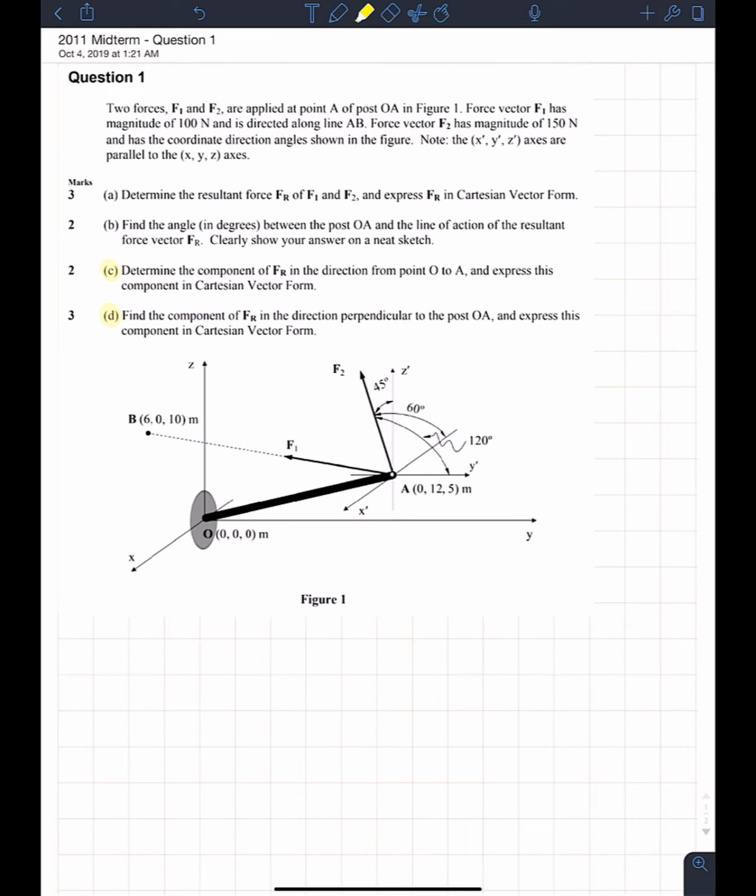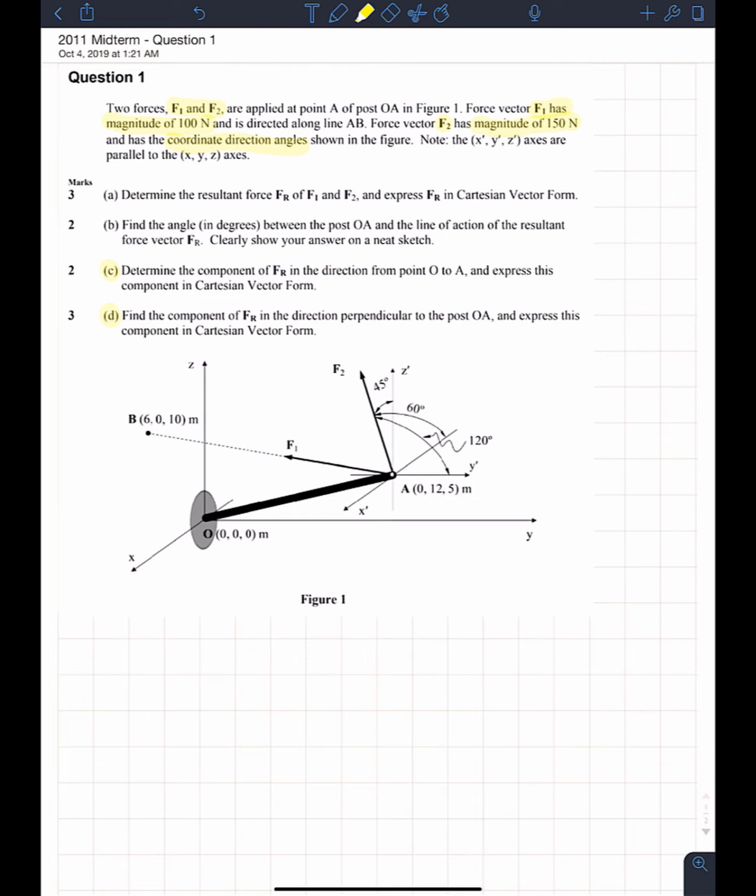So looking at the question, it says two forces, F1 and F2, are applied at point A, opposed to OA. Okay, well, we see that in the figure. That's not too bad. It says force 1 has a magnitude of 100 newtons and is directed along line AB. Force 2 has a magnitude of 150 newtons and has the coordinate direction angles shown on the figure.